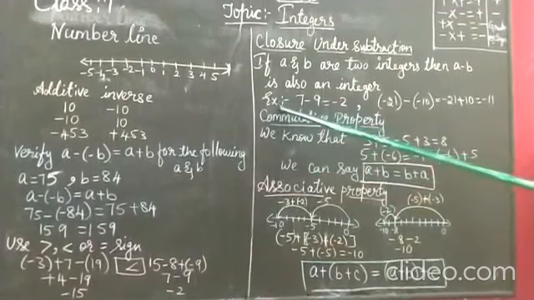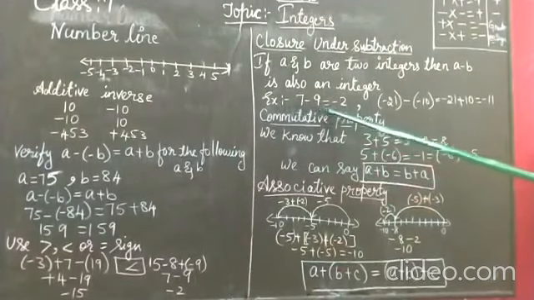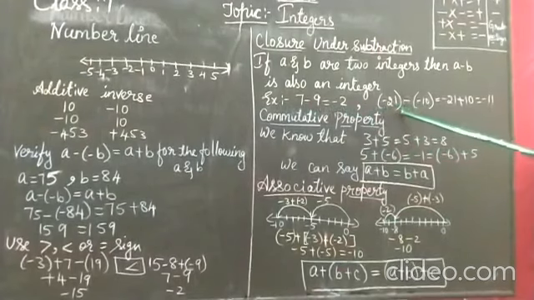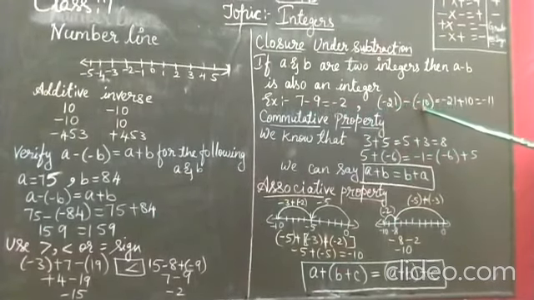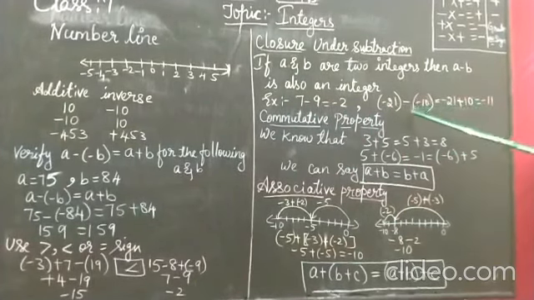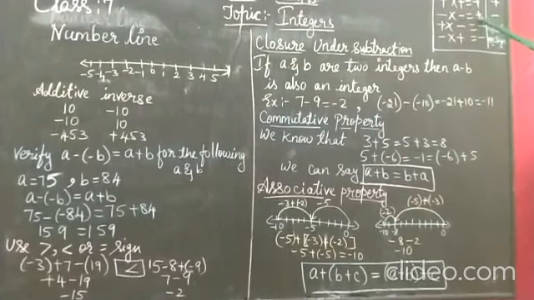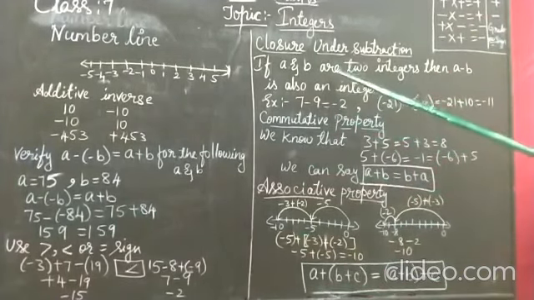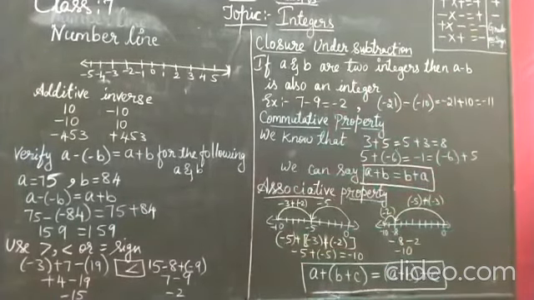Okay, the example here, 7 minus 9 is equal to minus 2. Similarly, minus 21 minus of minus 10 will become minus 21 plus 10. Minus into minus is always plus. Then minus 21 plus 10 is equal to minus 11. That is how our closure property works.